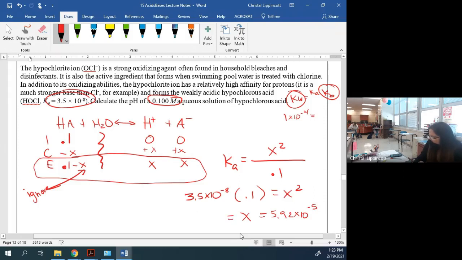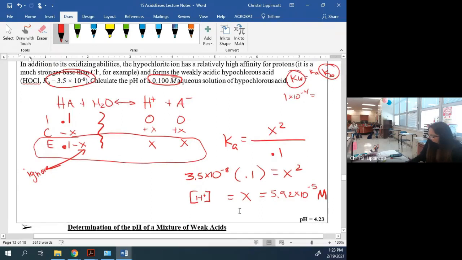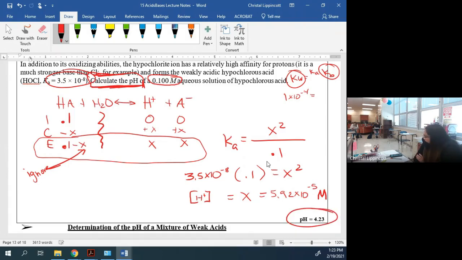That equals my hydrogen or my hydronium ion concentration. So that is a molarity. Okay. But that's not what they wanted to know. They wanted to know pH, didn't they? So we always need to go back and check our problem and see what they were actually asking for. So if we want to find pH of this, what do we do? Negative log of this will give me the pH of 4.23. That's doable, right? Not so bad, yeah?